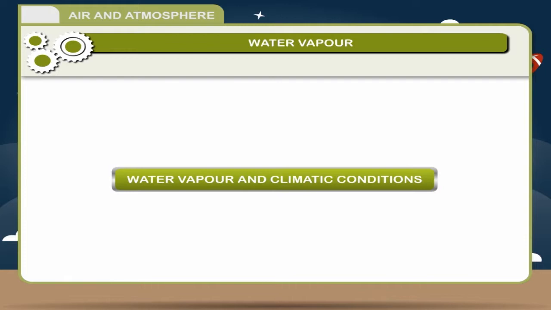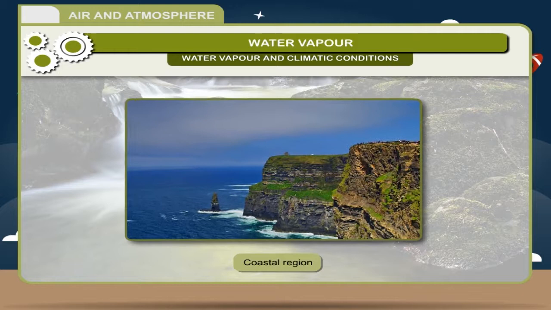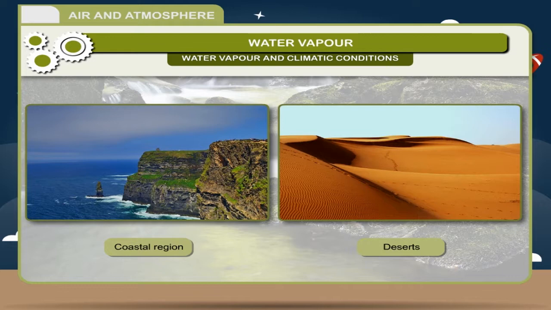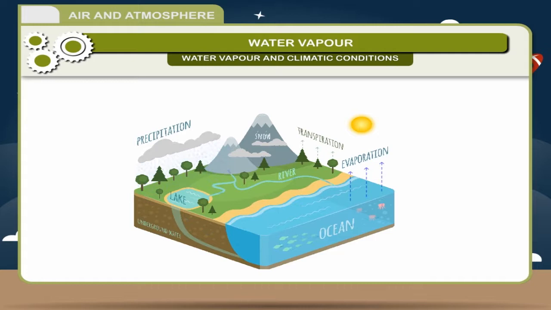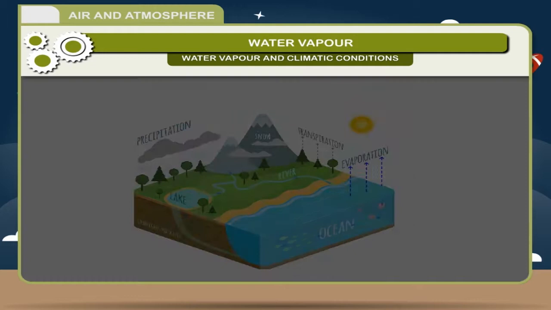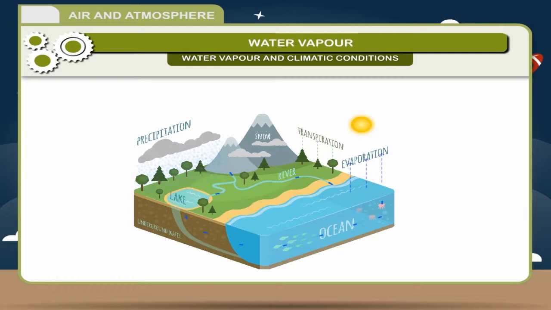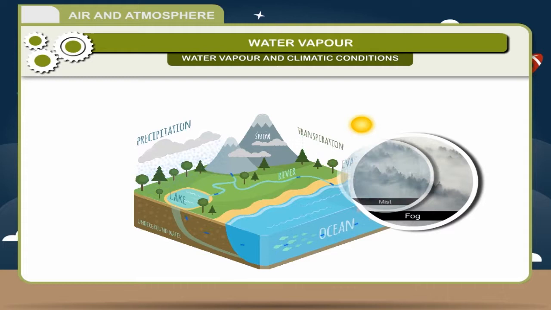Water vapor and climatic conditions. It rains more in coastal region than in deserts. Similarly, coastal regions have moderate climate. Have you wondered why? Evaporation of water from sea causes water content of air to increase. This increased humidity often results in precipitation, that is, rain. Depending upon the temperature, the water vapor produces snow, fog, mist, hail, and other phenomena.